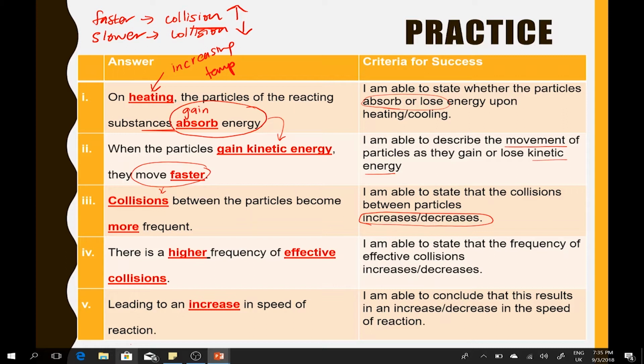Let's move on to the fourth part. I'm able to state that the frequency of effective collision increases or decreases. When the collision increases, obviously, the frequency of effective collision will also increase. Next, I'm able to conclude that this results in an increase or decrease in the speed of reaction. This part you need to conclude, you need to answer the question. So you're saying that increasing temperature will lead to an increase in the speed of reaction.